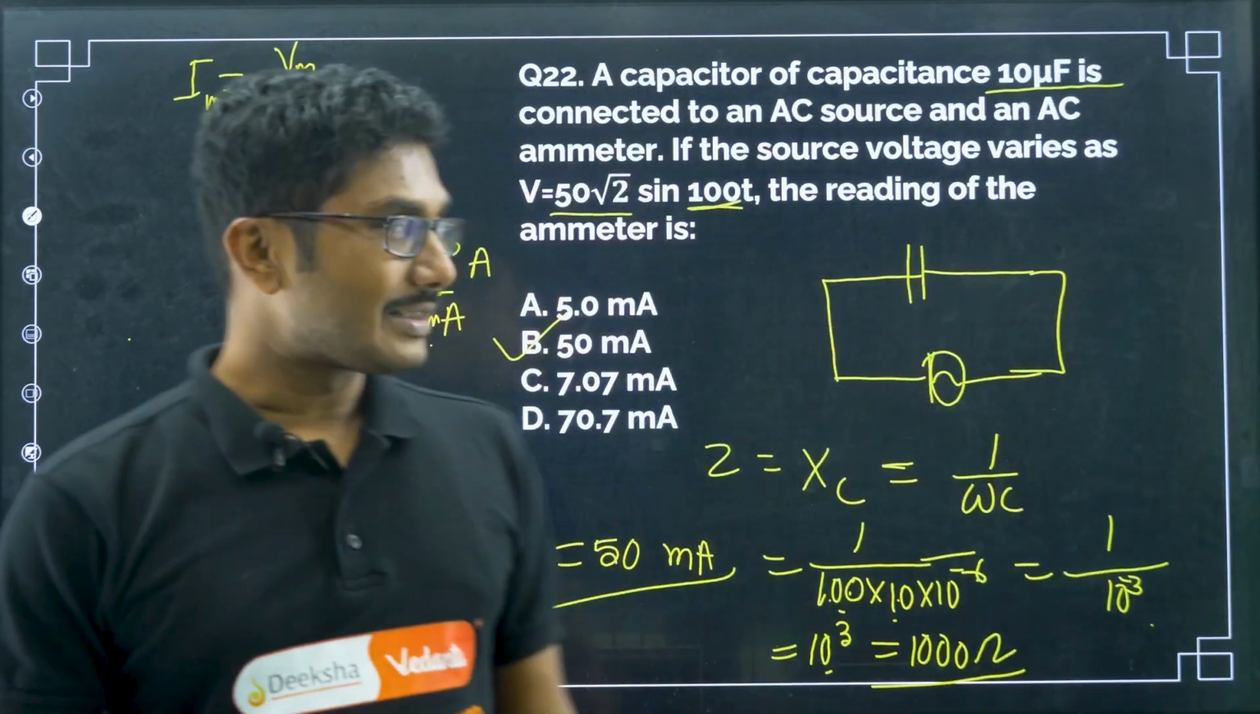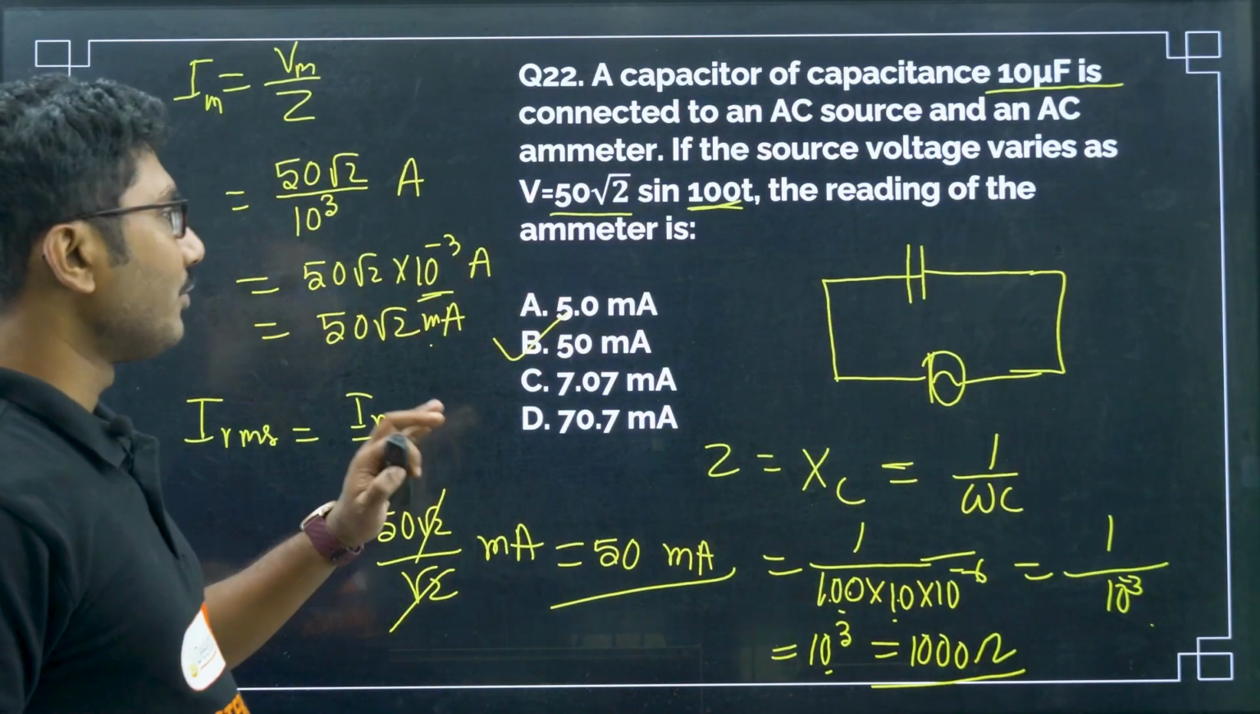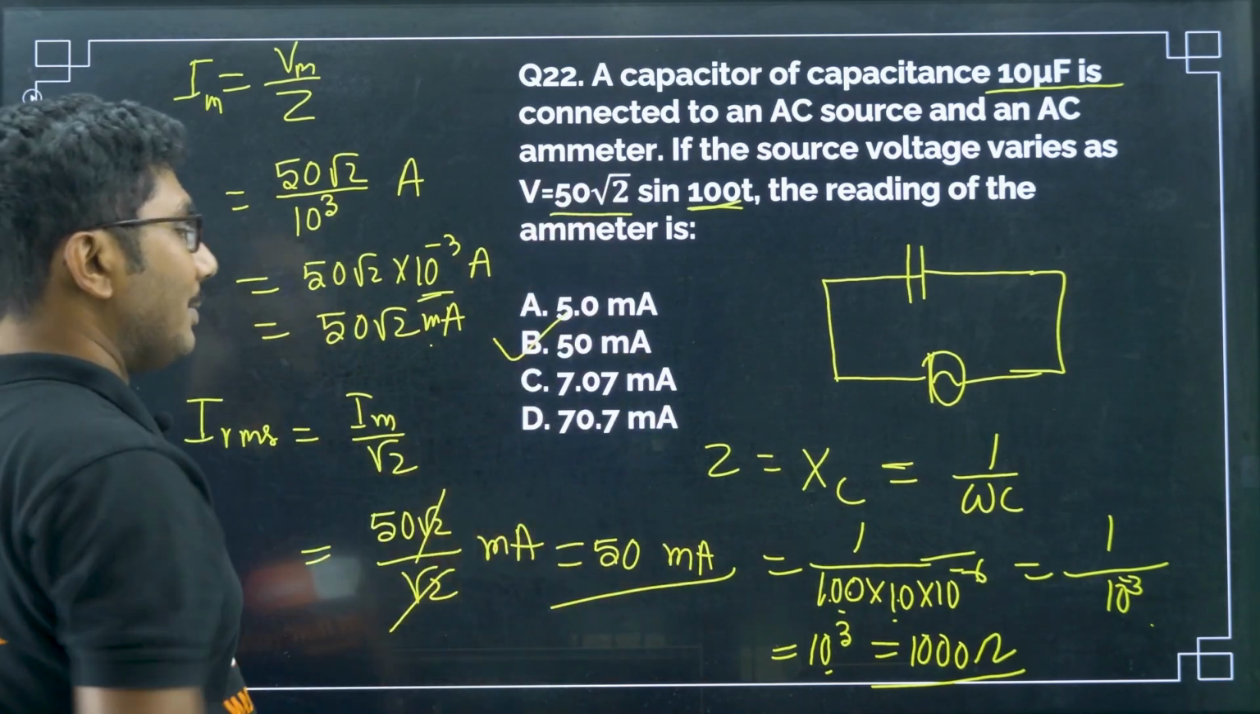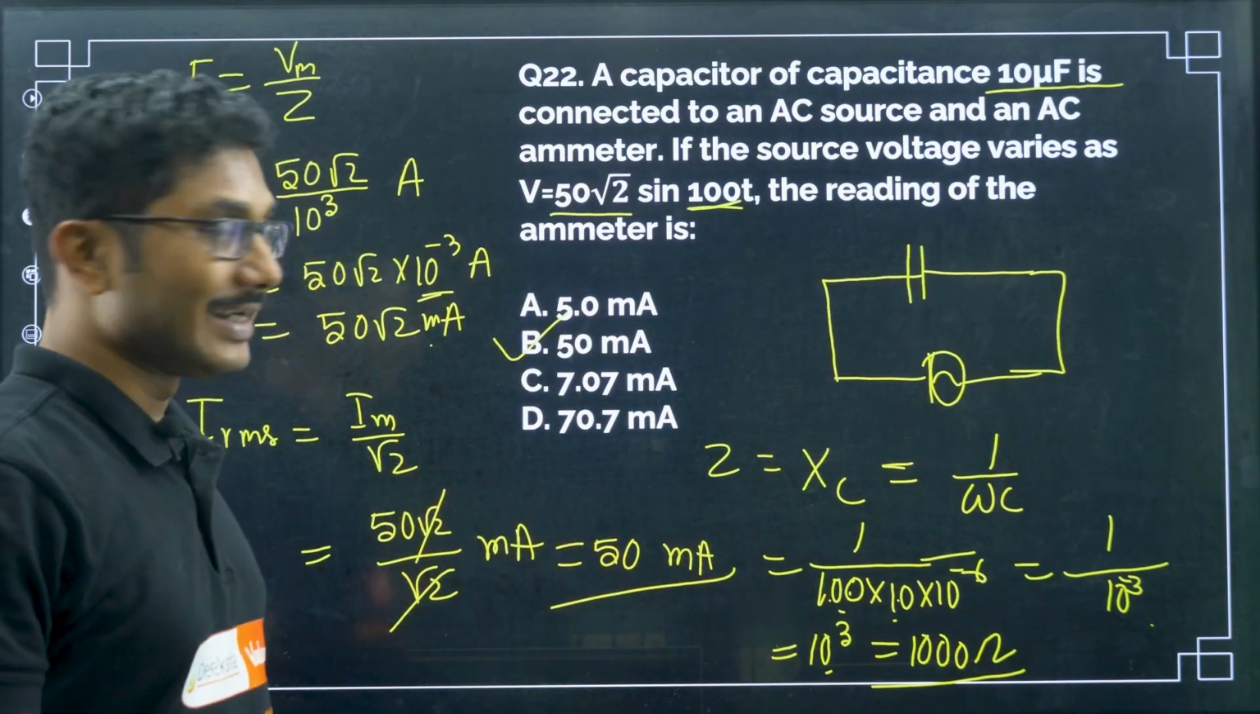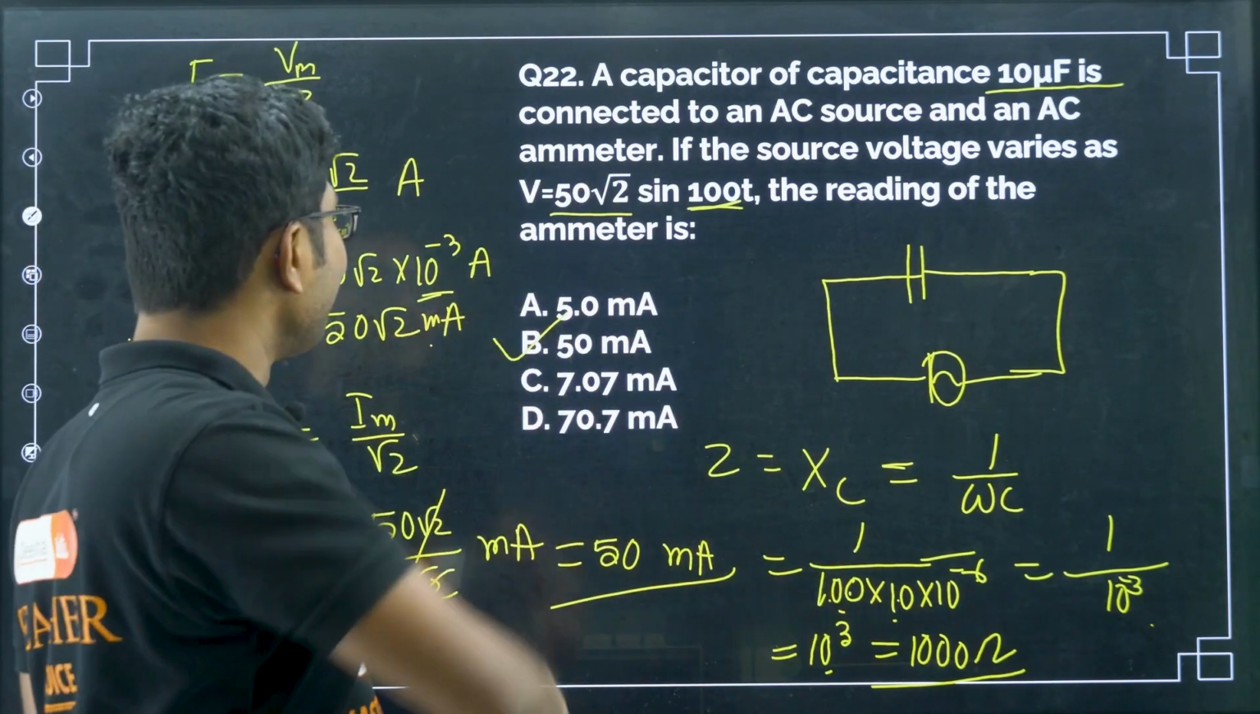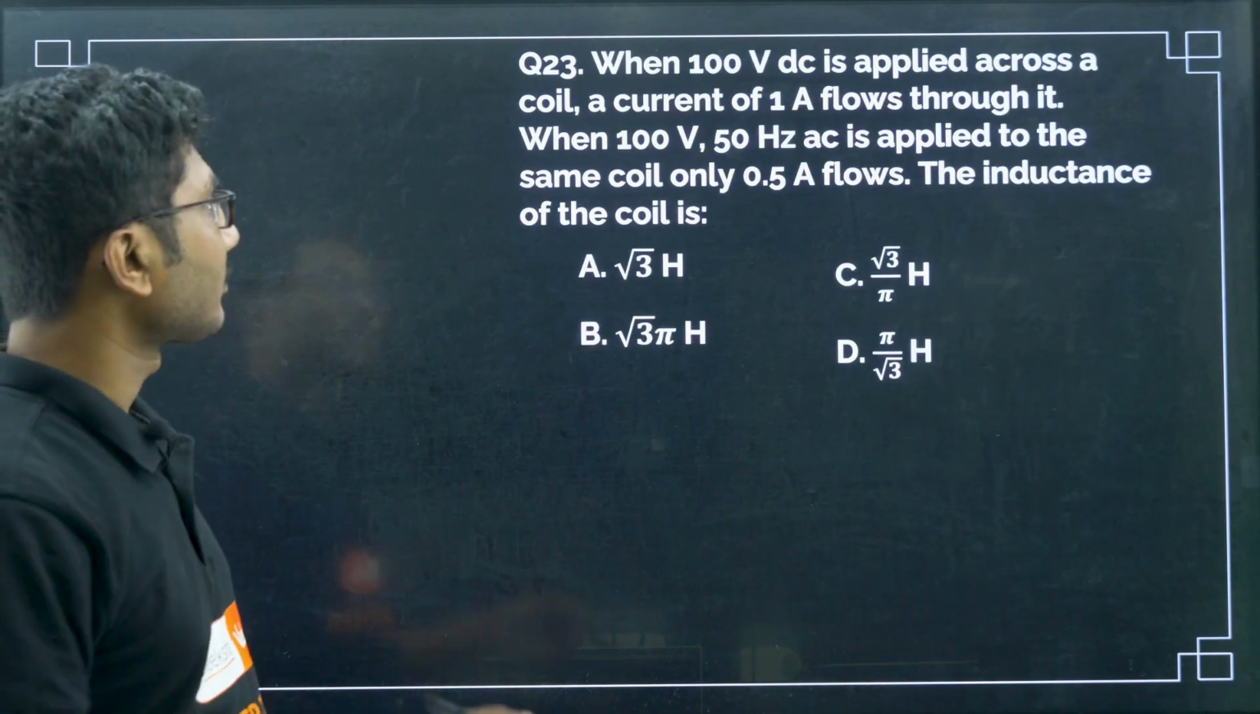So, this is an easy answer. Even if you do not solve it, you can guess this answer, but you have to find the Z. If you find the Z, then it becomes easier to guess.